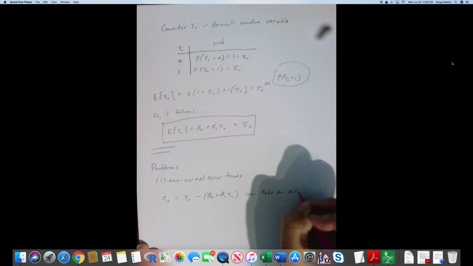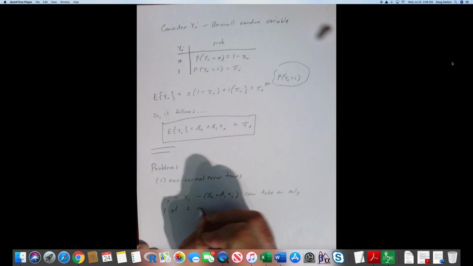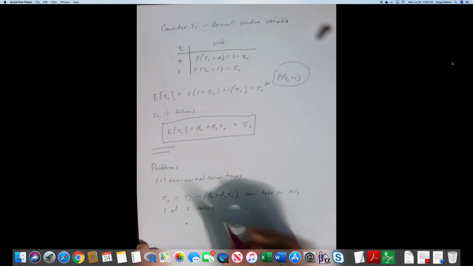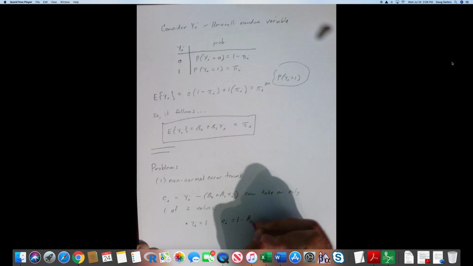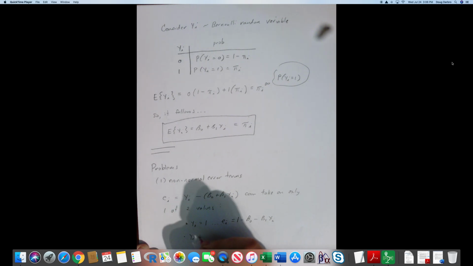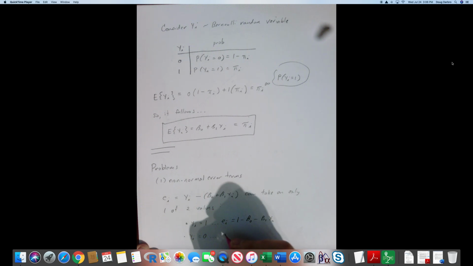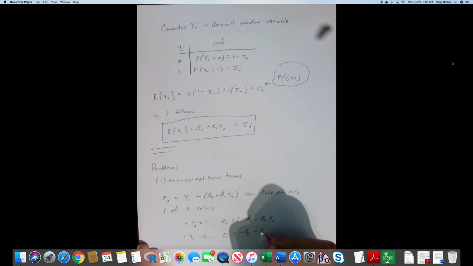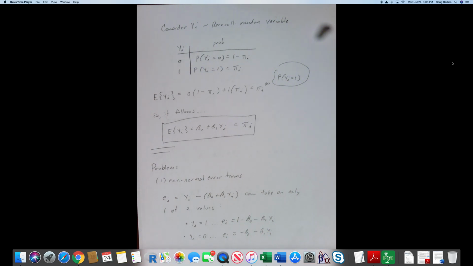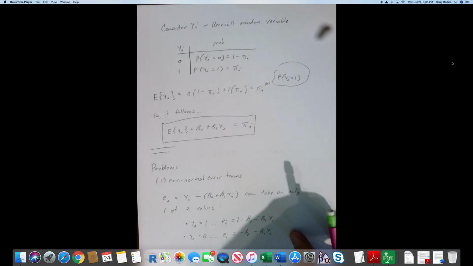Y sub i can take on only one of two values. Number one, when y sub i is equal to 1, then our error term is 1 minus beta 0 minus beta 1 x sub i. And when y sub i is equal to 0, then our error term is equal to negative beta 0 minus beta 1 x sub i. Now, clearly, guys, these e sub i's will not be normally distributed. So the normal error regression model that we studied before will not be appropriate.